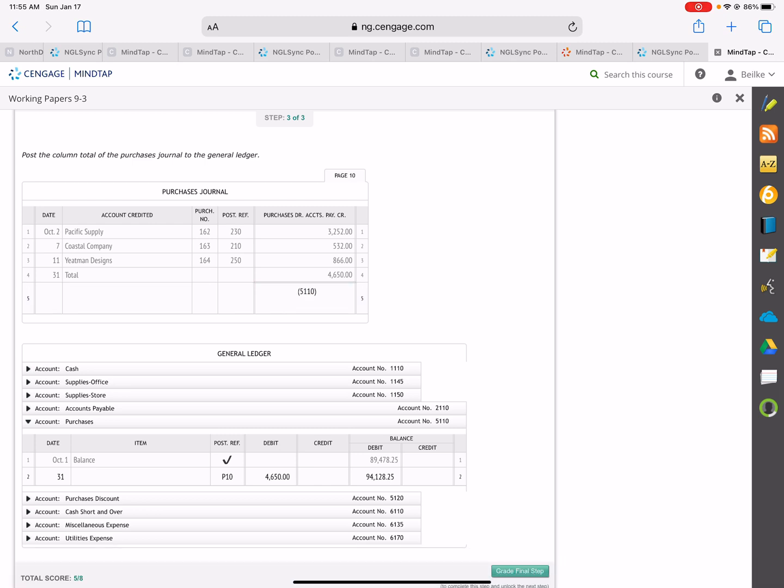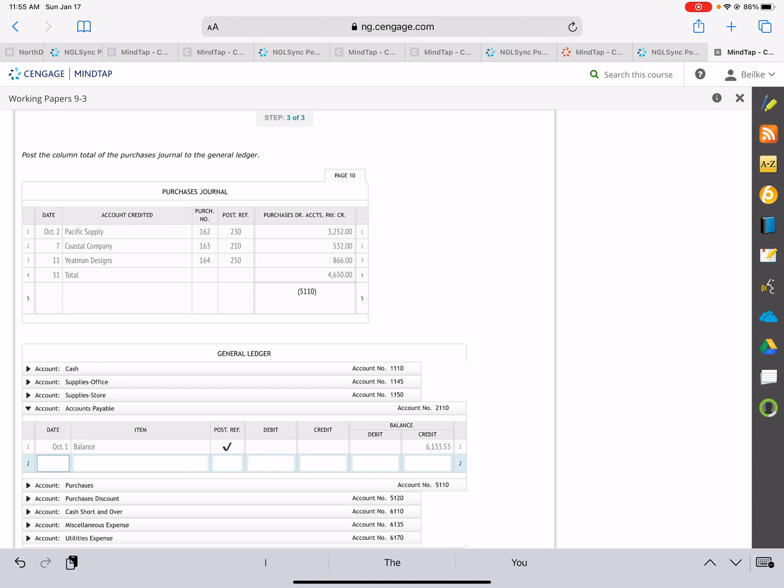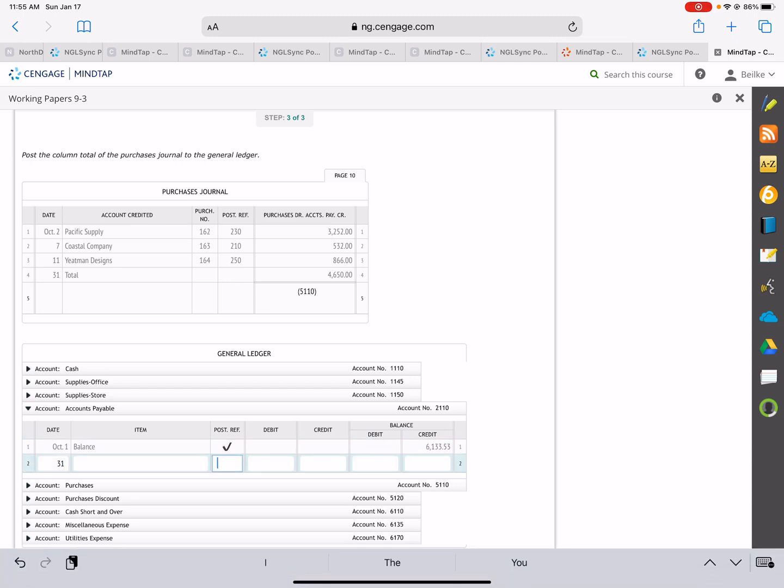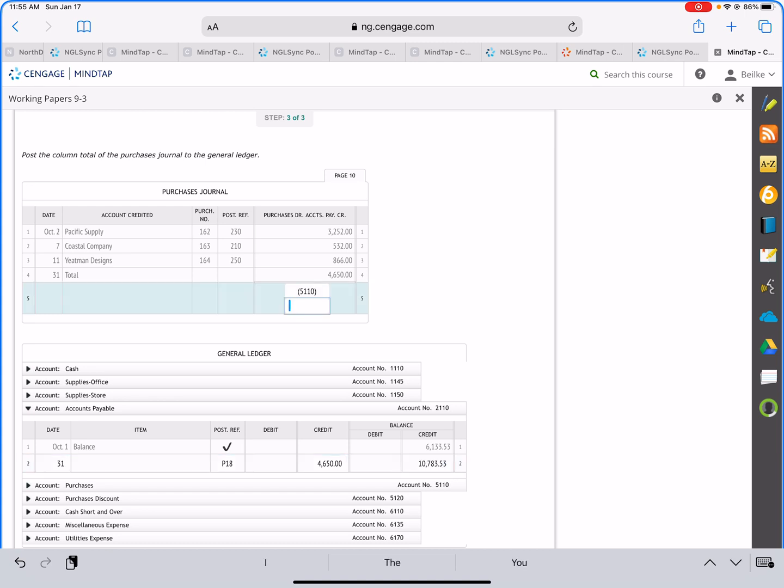The second one is to go to our accounts payable. The date is the 31st. It's from Purchase Journal, page 10. It is an accounts payable credit of $4,650. We will add it to the previous credit, and we come up with a balance of $10,783.53. The last step is to go back up here and write our account number.